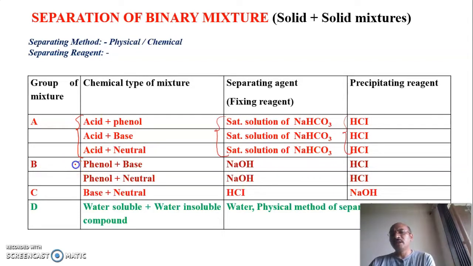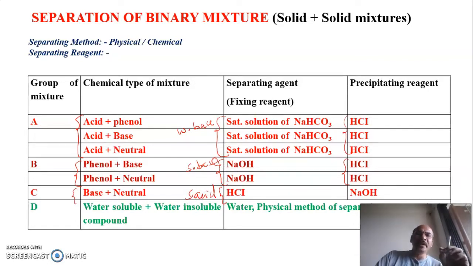For B type of mixture, phenol is there as a first component, sodium hydroxide is there as a separating agent, and hydrochloric acid is there as a precipitating reagent. And for C type of mixture, that is a base plus neutral, HCl will be separating agent and sodium hydroxide will be precipitating agent. At a glance, keep in mind sodium bicarbonate is a weak base, sodium hydroxide is a strong base, and hydrochloric acid is a strong acid.